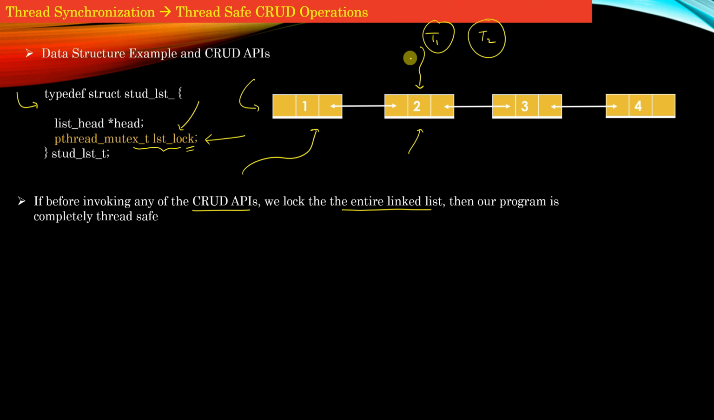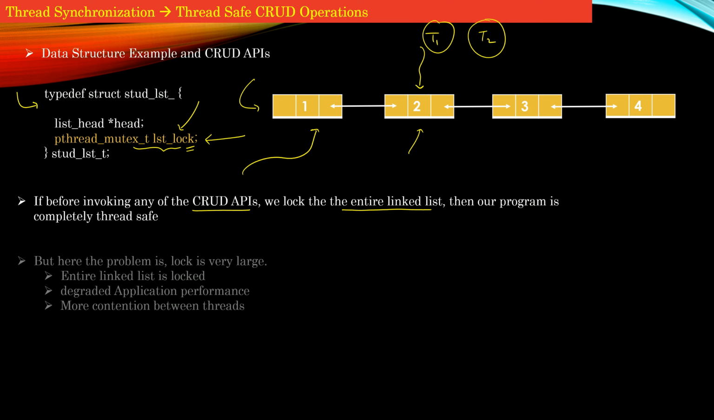But the downside of this approach is that we are locking the entire linked list. It is going to degrade the application performance drastically. It is going to create very heavy contention between the threads. Contention means threads blocking each other.